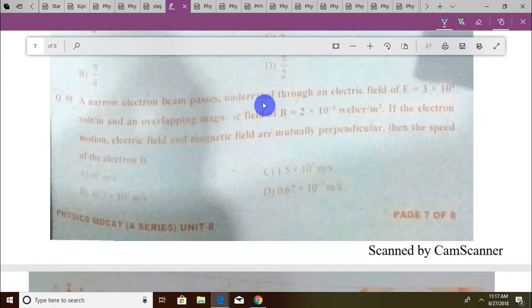E is 3 × 10⁴, whereas B has a value of 2 × 10⁻³. We get 1.5 × 10⁻⁴. This could be it. I'm not really sure if it's over here. It's E over B, 3 × 10⁴ over 2 × 10⁻³. So it should be 1.5 × 10⁷, because negative when it gets to the bottom becomes a positive. So 55 ought to be C.